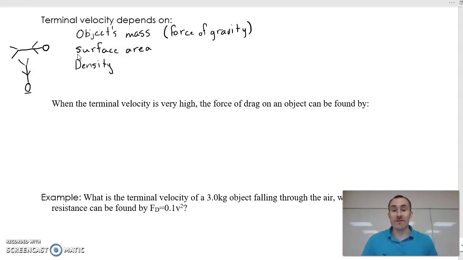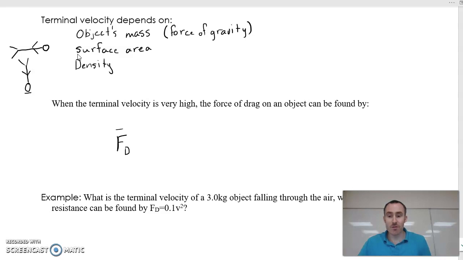So if you have a very dense fluid, then the drag force is going to push up on you a lot harder than if you're falling through something with little density. So if you're jumping, say, from the stratosphere where the air is very, very thin, you're going to be able to speed up a lot more up there than you are when you're closer to the ground, where the air is a little bit more dense than in the upper stratosphere. So when the terminal velocity is very high, the force of drag can be found with this formula.